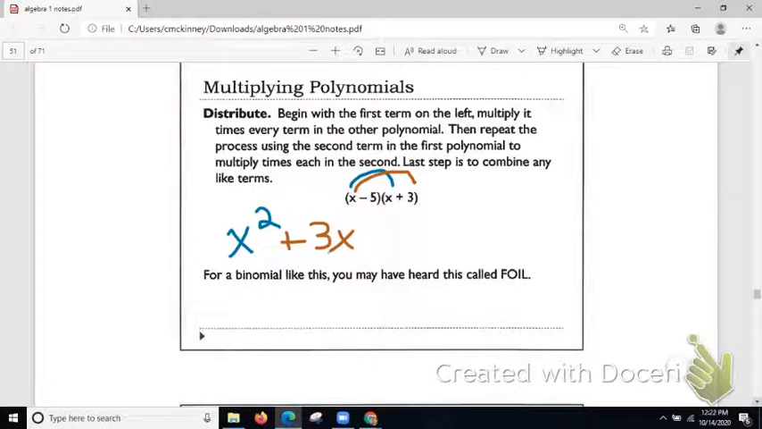That x is done multiplying now. He's multiplied with both terms in the other set of parentheses. Now I'm ready to go on to my negative 5. And I do want to think of that sign being attached to the 5. Now negative 5 times x is negative 5x.